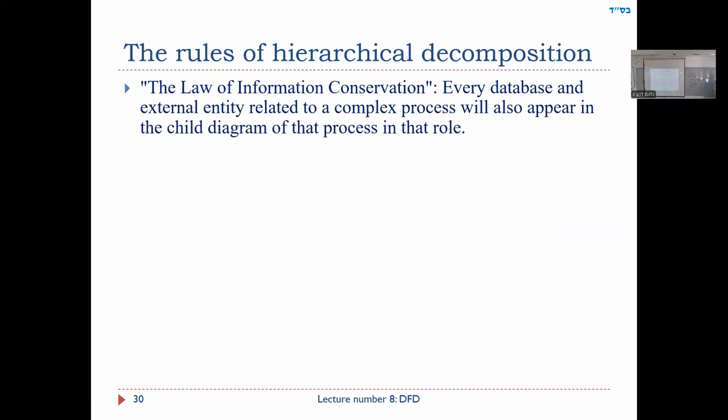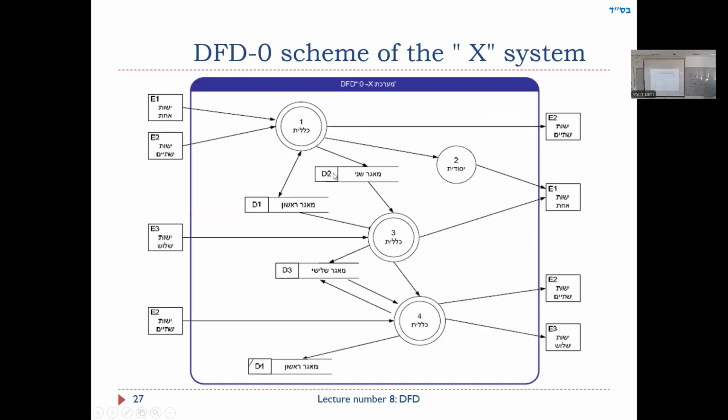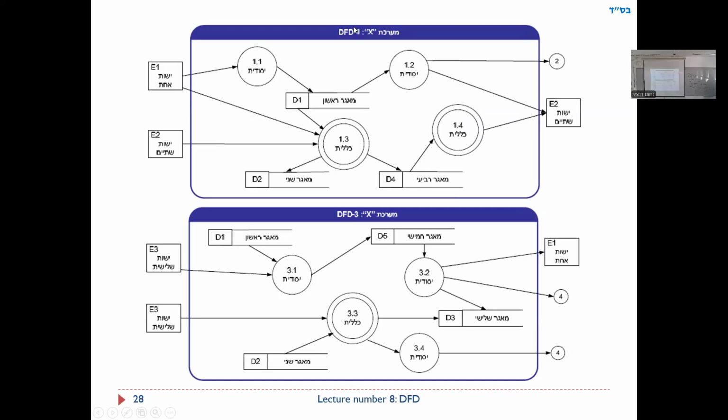Okay, rules of hierarchical decomposition. The law of information conservation: every database and external entity related to a complex process will also appear in the child diagram of that process. In other words, if I see process 1 and it writes database 2, then when I go into DFD 1, I better see database 2 over here. I can't skip it. If I saw it here, then I've got to see it.